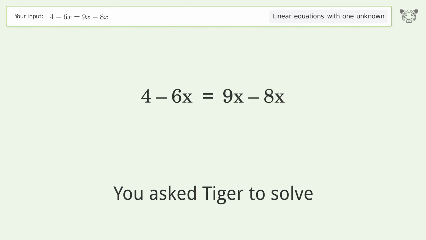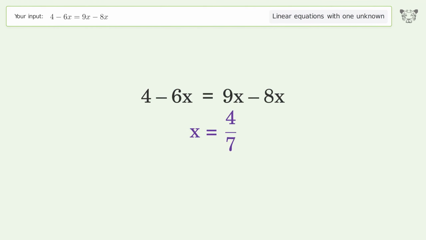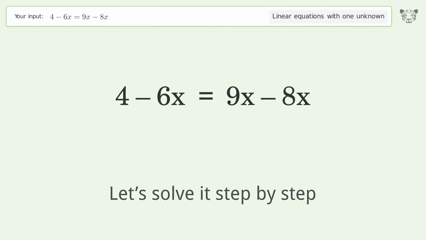You ask Tiger to solve. This deals with linear equations with one unknown. The final result is x equals 4/7. Let's solve it step by step.